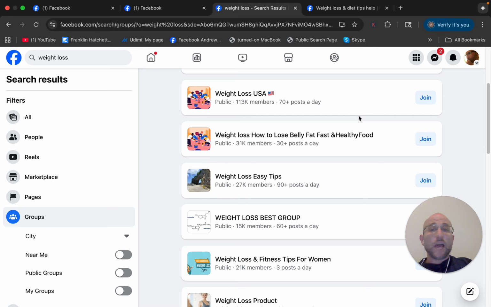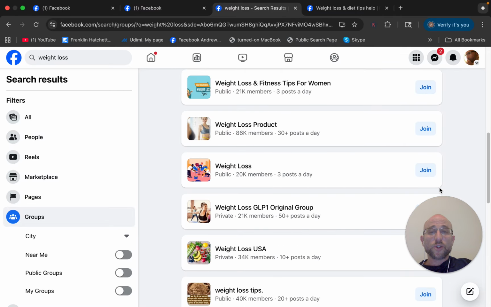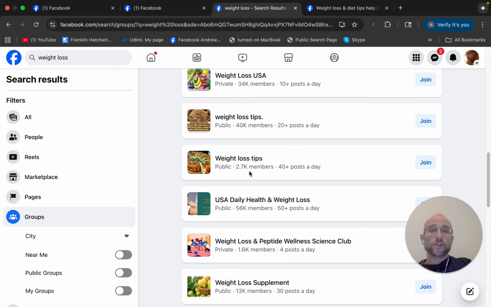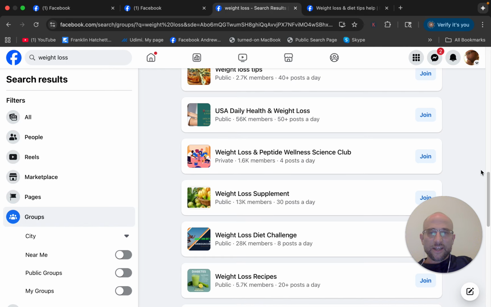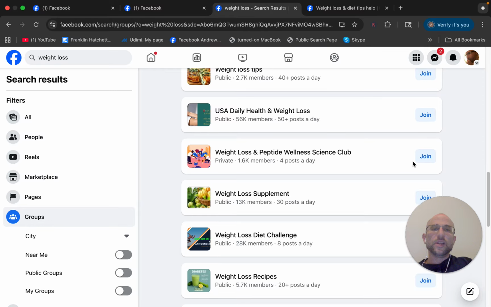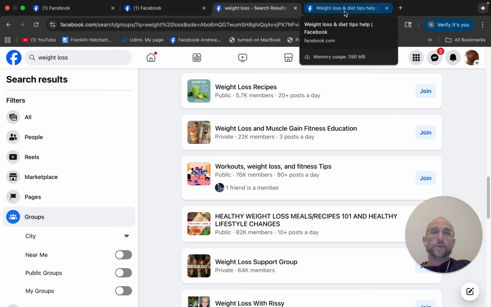And obviously, I put in weight loss, and you can clearly see a lot of these Facebook groups have way more than 2,000 members. Here there's one that's 2.7 thousand members, but you get the idea, right? There's one that's actually lower than 2,000 members, but obviously you get the idea. There are a lot of Facebook groups you can easily join that are well over 2,000 members.